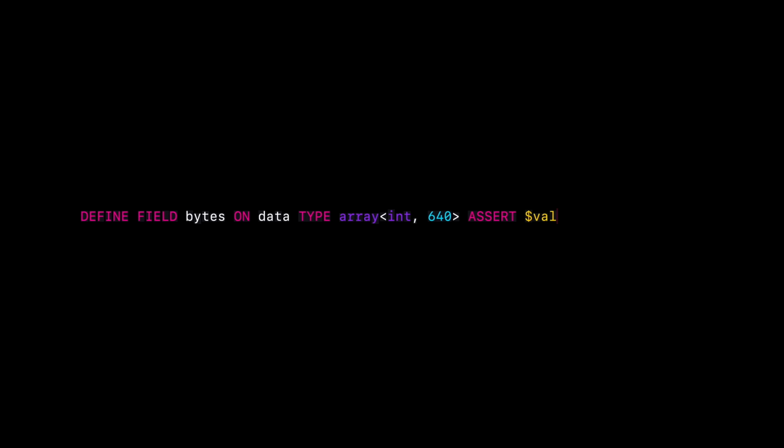SurrealDB lets you control not just the type of array elements, but also their count. Here, we define an array of integers with a max of 640 items, and an assertion to ensure all values are between 0 and 255. This is helpful when you're storing things like byte arrays or RGB values.